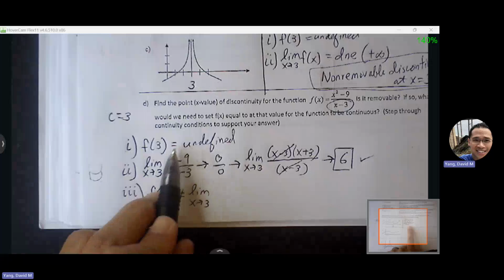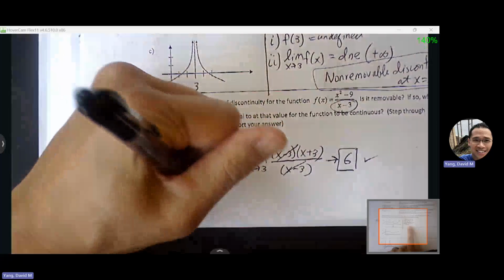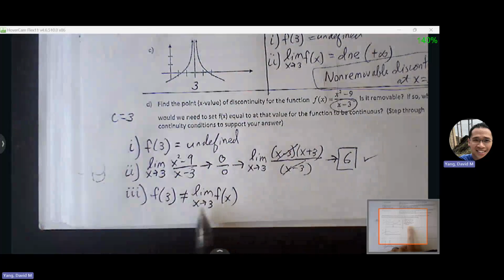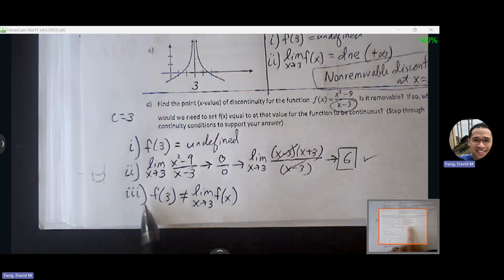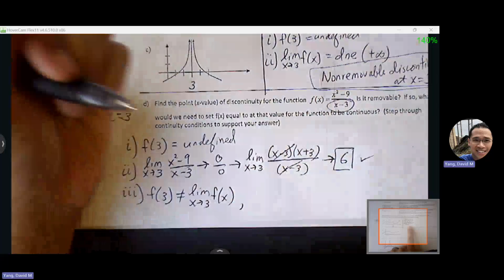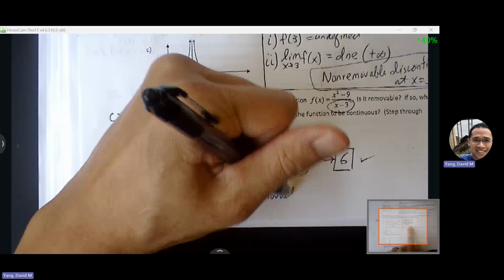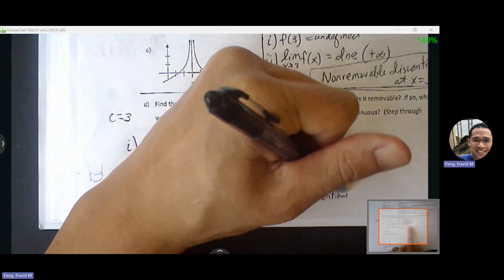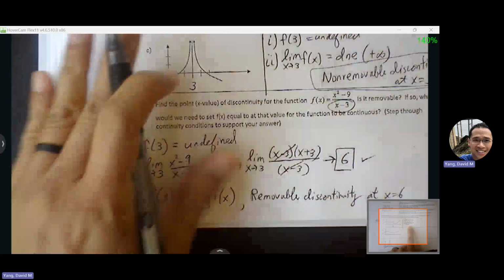If you want to write out this expression, you can, or we can just call it what? Yeah. I think this is easier, but if you write the full expression, that's fine as well. This is all you need to show. You don't have to say anything about undefined doesn't equal 6. Just show that these are not equal. Therefore, what type of discontinuity? We have a removable, and specify where? At x equals 6.